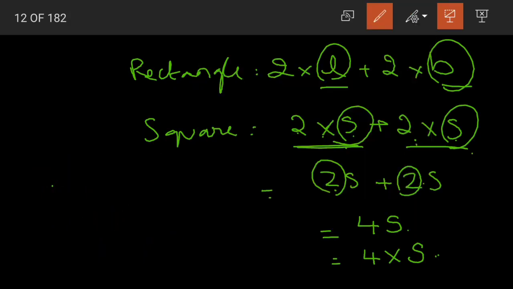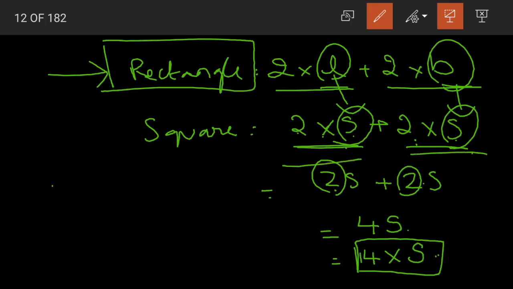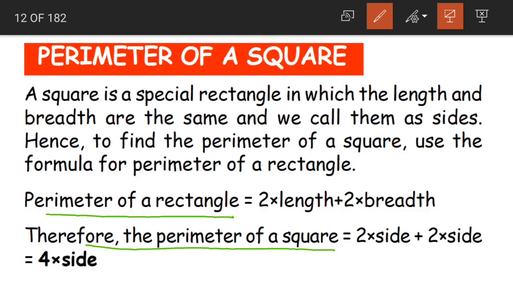Is this clear, children? We already learned the formula to find out the perimeter of a rectangle. That is 2 into length plus 2 into breadth. Now using the same formula, we have found out the formula to find out the perimeter of a square as well. Instead of length and breadth, we have simply written S. 2 into S plus 2 into S is equal to 4 into S.